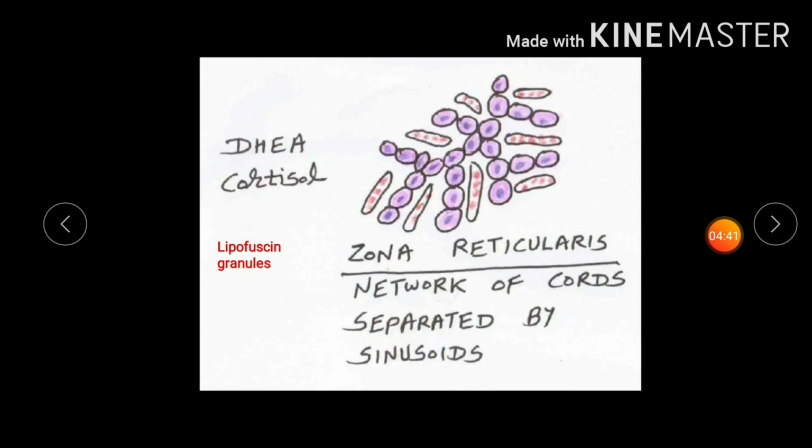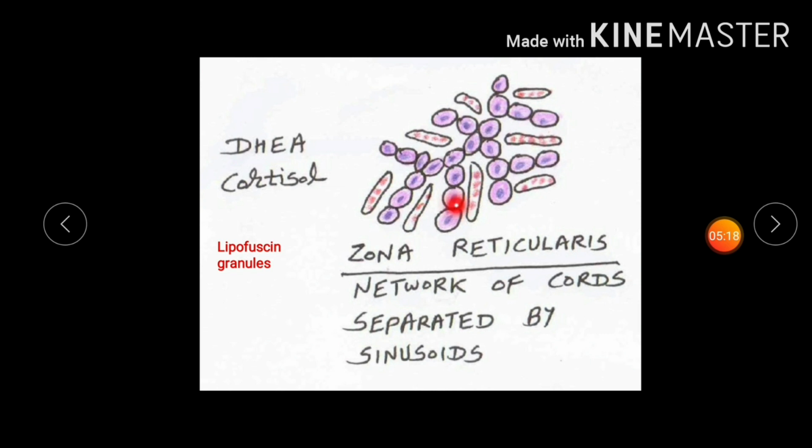Next is the zona reticularis. As the name suggests, reticularis, there is an arrangement in the form of a network of cords, and you can see the capillaries here also. So there is a branching pattern of cells arranged in the form of cords. You can see the nucleus as well as the cytoplasm here, but the cell size is smaller as compared to the zona glomerulosa as well as the fasciculata.